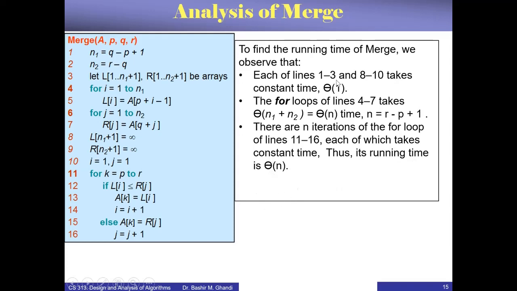We have constant, we have theta of n, and we have theta of n. Therefore, what can you say about the overall running time of this algorithm? Well, it's going to be theta of n, because the highest degree of n is 1. It's just like saying n plus n, which is 2n. So the running time is still n. We're going to ignore the constant. So therefore, the overall running time of the merge algorithm is theta of n.